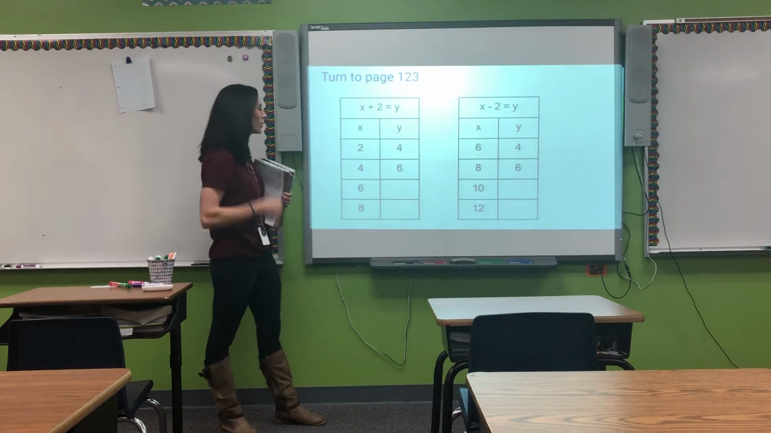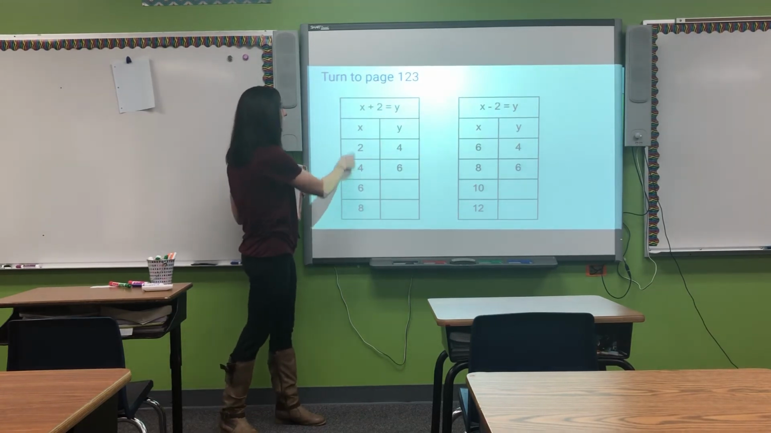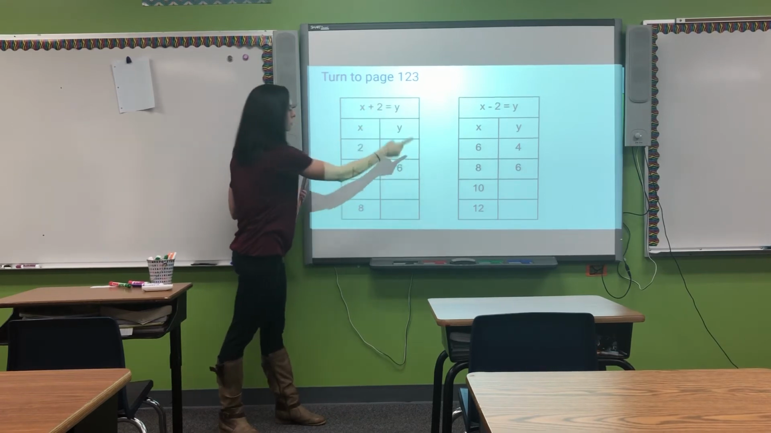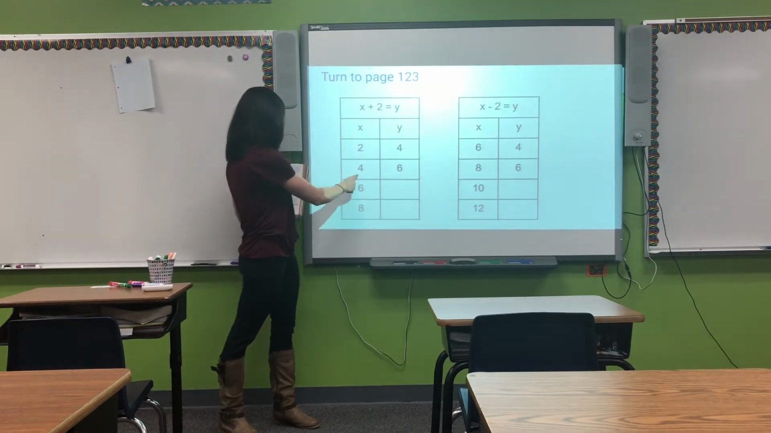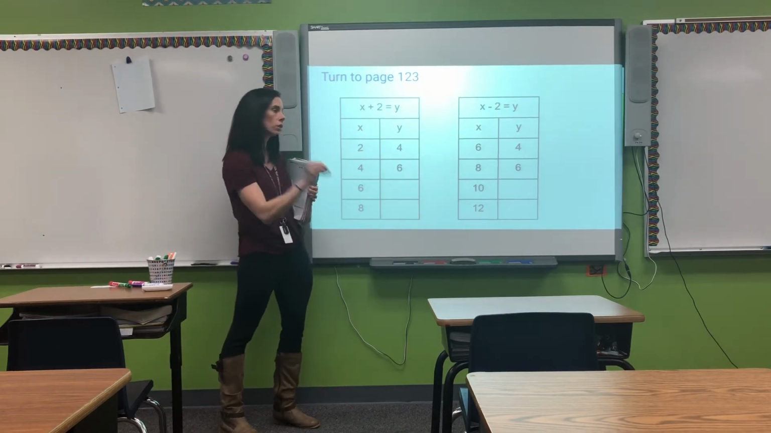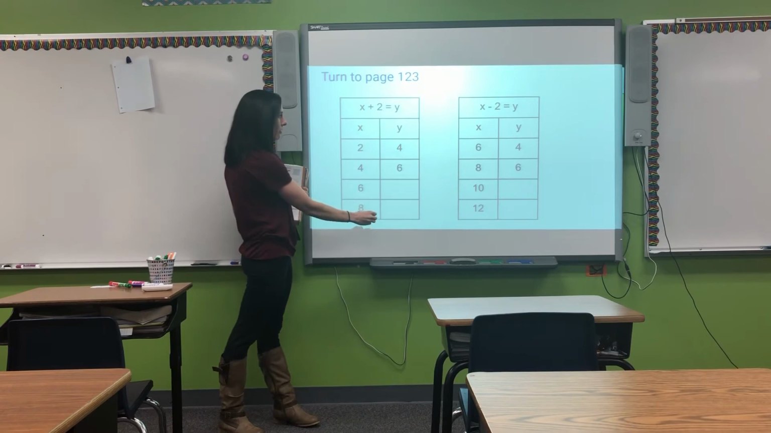2 plus 2 equals 4. We got that down. Okay, here, we're going to plug in our 4. 4 plus 2 equals 6. So here, you can go ahead and pencil, finish filling out these charts.